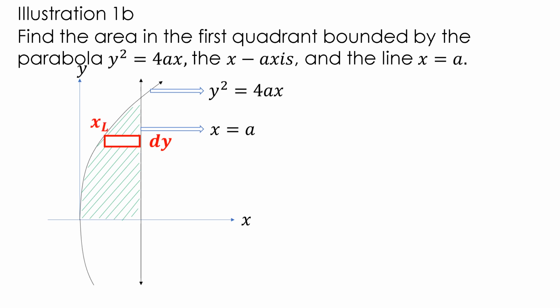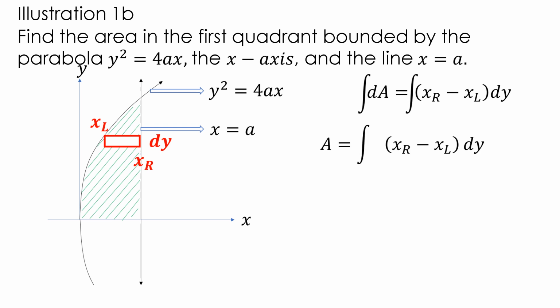XL is the x on the left part of the element, which happens to be the parabola, which is equal to y squared is equal to 4ax. XR is the x on the right part of the element, and it happened to be the line x is equal to a. To solve the differential area, it is equal to the difference of XR and XL multiplied by dy. Integrating both sides, we get the area, or A, is equal to the integral of the quantity XR minus XL dy.